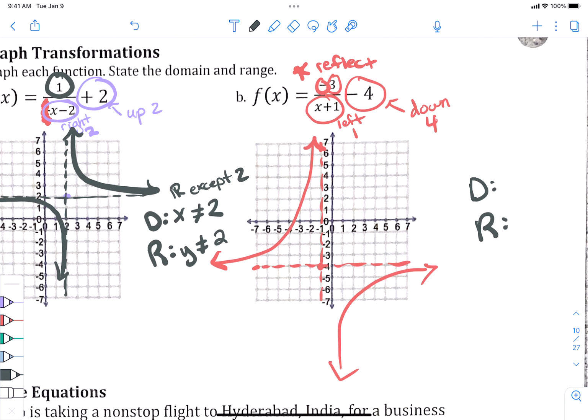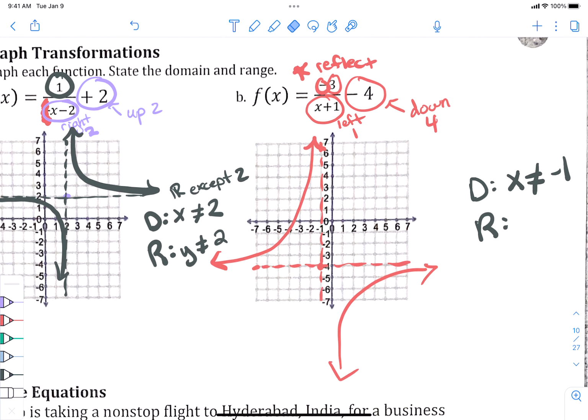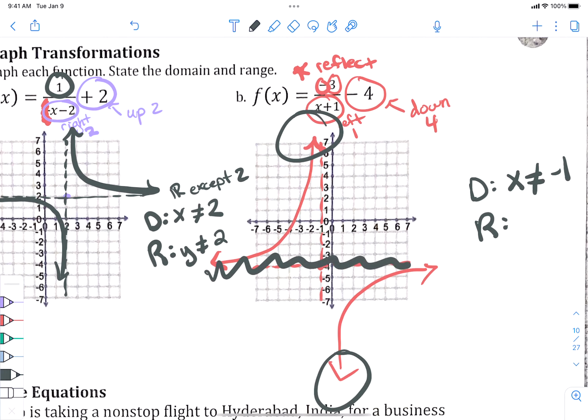Okay? Domain. Domain is going to go left and right forever, right? He goes left forever, right forever, all those good things, except he doesn't touch this spot here in the middle, which is at? There's no x at -1, right? The range, he goes up forever, he goes down forever, but he doesn't touch this guy here in the middle, which is the y's are not equal to -4.